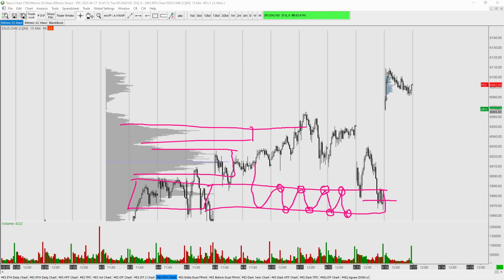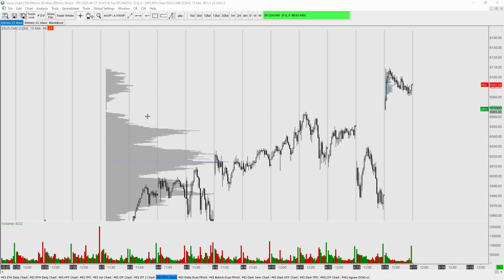So what I'll do is I'll define these as zones and I'll define the areas in which the inflection of these zones will happen. So 60-50, I kind of like that.